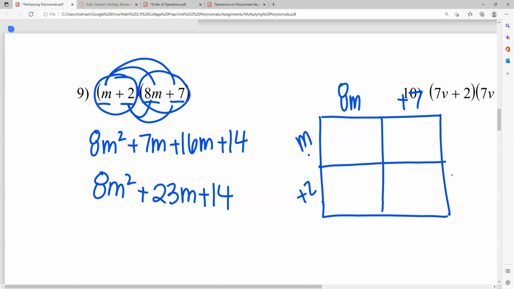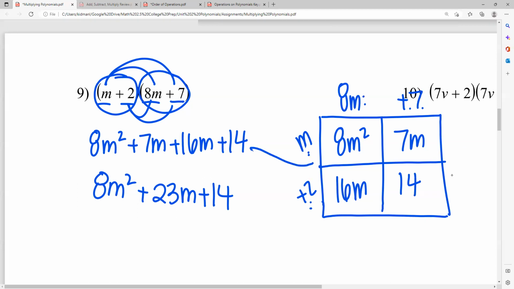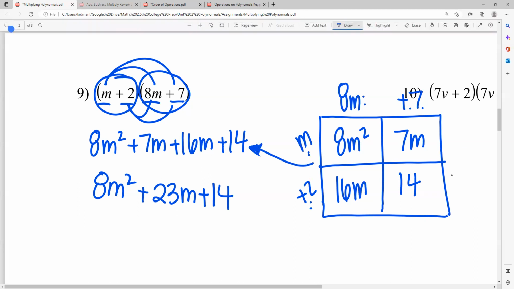So we're going to do m times 8m, and that gives me 8m squared. Then we would do m times 7, which is 7m. We do 2 times 8m, which is 16m, and we do 2 times 7, which is 14. Then we can go and write them out, and you'll notice that as we write them out, we end up getting exactly what we had here.